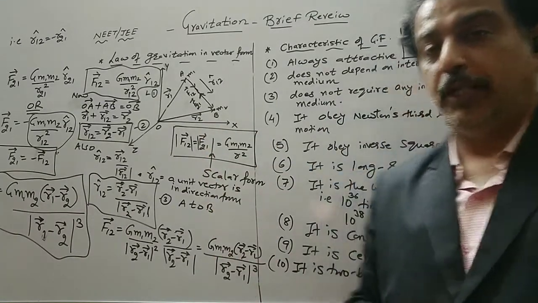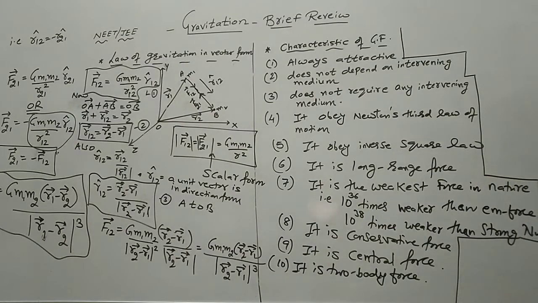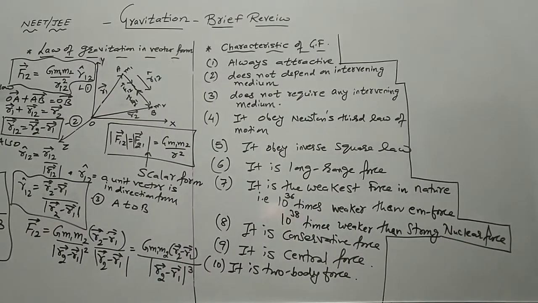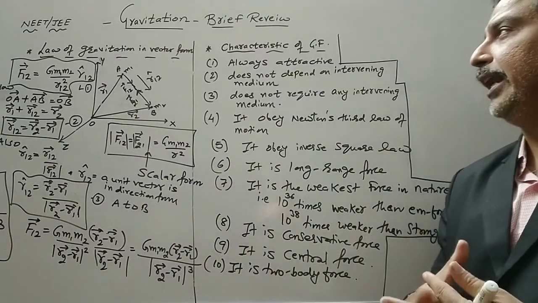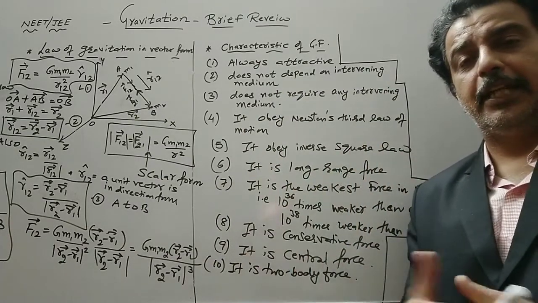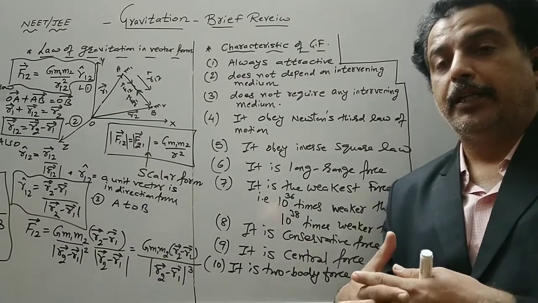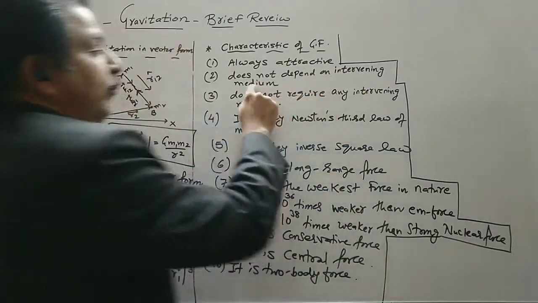All formula. Now let us come to the characteristics of the gravitational force. The first characteristic, which is very important, is that it is always attractive in nature. So this force is always attractive in nature, and we will see the electromagnetic force, electric or magnetic force, are either attractive or repulsive. Then it does not depend on the intervening medium.